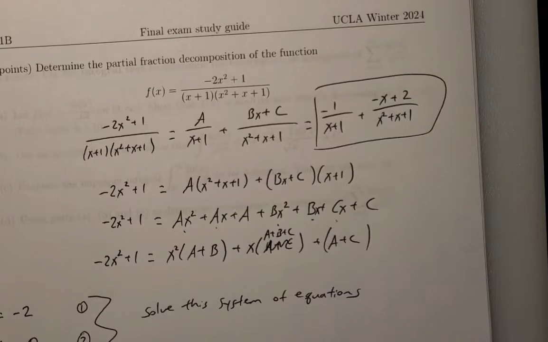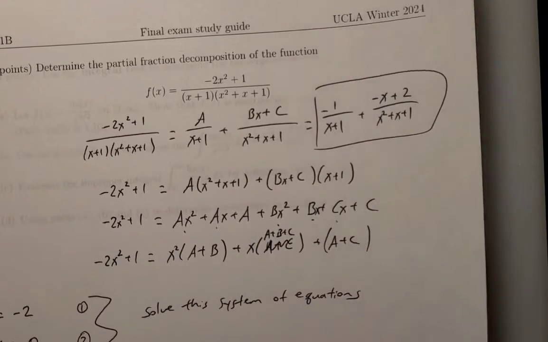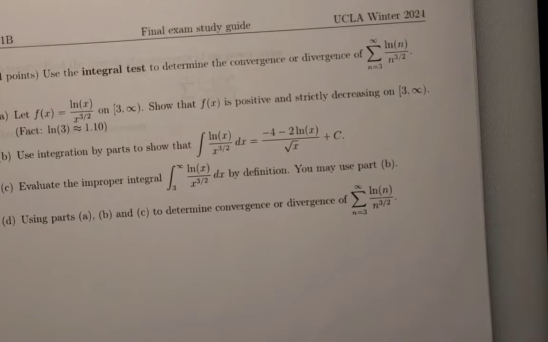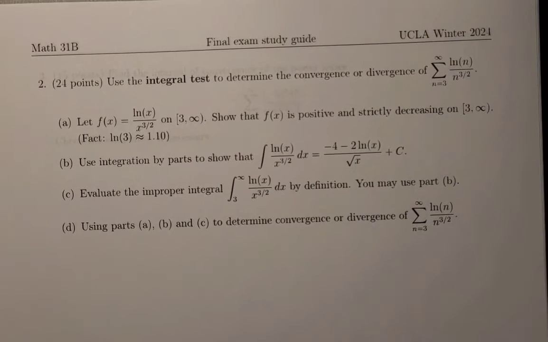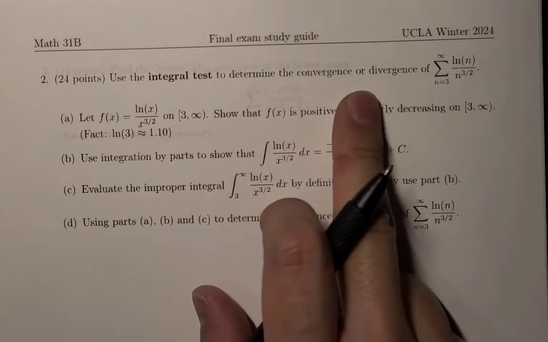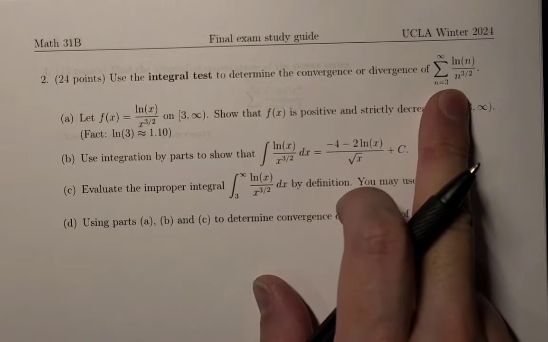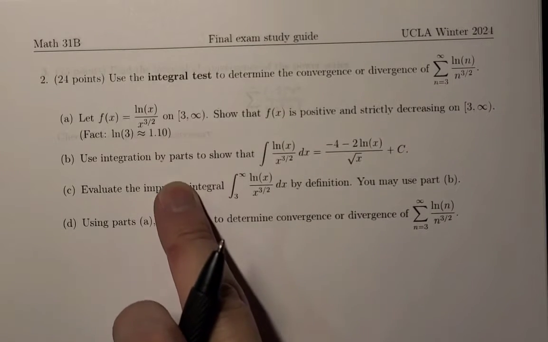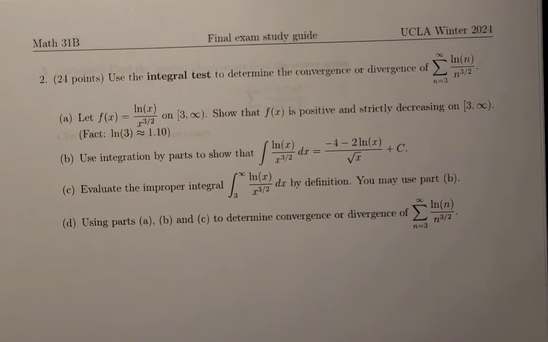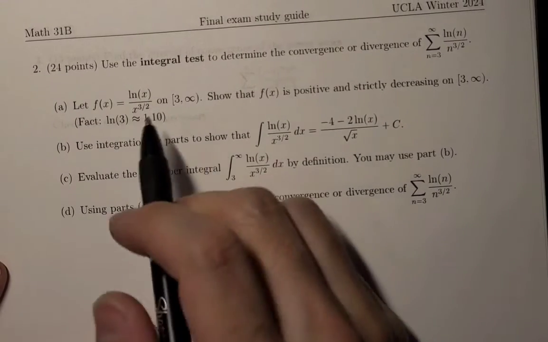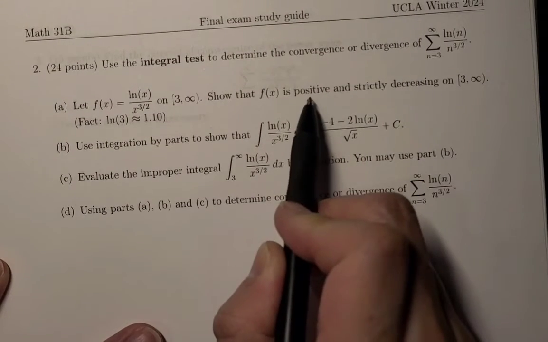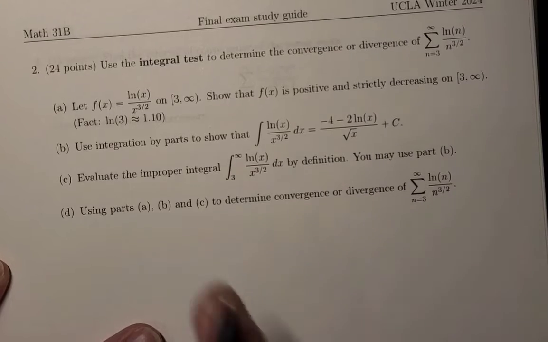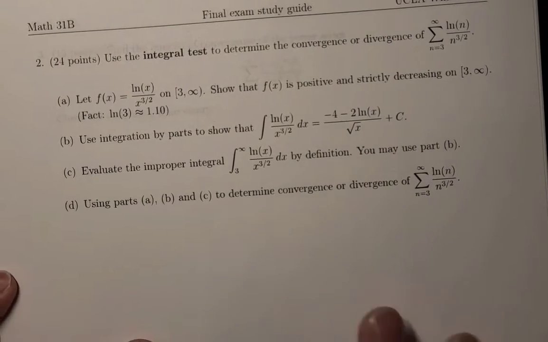Okay, that's how we do this partial fraction decomposition. Let's move on. Use the integral test to determine the convergence or divergence of this series. And they even tell you step by step how to do it. How nice of them. You have to remember that to use the integral test, you have to show that it's positive and decreasing. They give it to you, so that's really nice of them, actually.